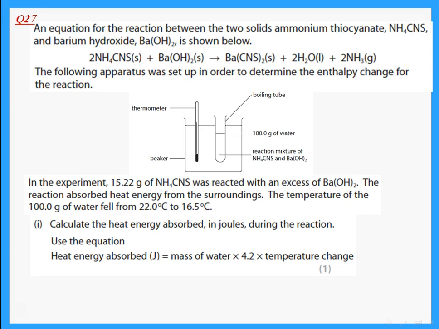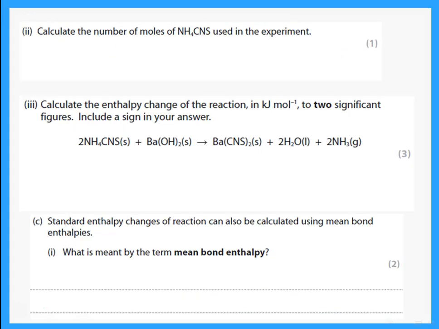The temperature of 100 grams of water fell from this to that. Calculate the heat energy. So we want to get Q. We know that Q is mass of water times 4.2 times the temperature change. He already gives me that the mass of water is 100. And I can calculate the difference between 22 and 16.5 degrees Celsius, and that comes out to be in joules. If I need it in kilojoules, I divide by 1,000.